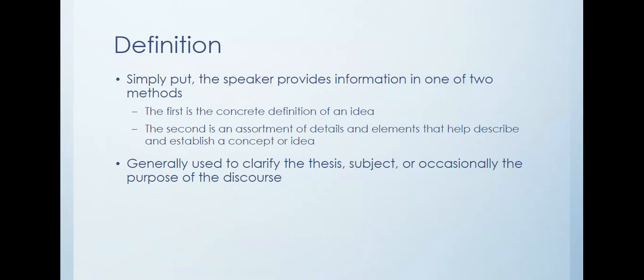Now, this is very commonly used in early portions of a speech or early portions of a text to help clarify terms and standards being used throughout the piece. You see thesis, subject, and occasionally the purpose of the discourse. We're going to define what feminism is, or we're going to define what egalitarianism is. We want to know what this term is before we talk about it. So definition is pretty cut and dry. Where do you see this being effective? How do you see it being effective?